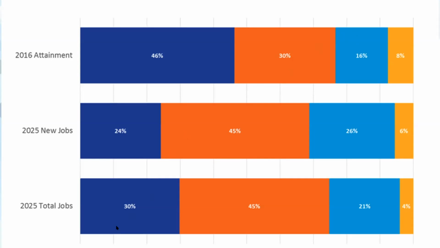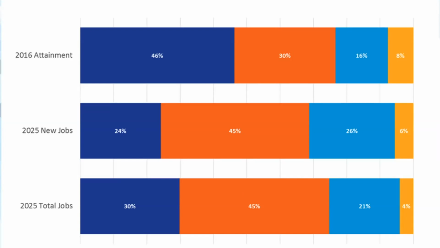Now let's skip down to the bottom bar. This is the total jobs that we'll have in Oklahoma by 2025. We can see that the expectation of our workforce changes quite dramatically. No longer do we need individuals with just a high school diploma or less. We need a lot more folks that have a 1 or 2 year certification or an associate's degree. That jumps up to 45%. And then from there on, we need those with bachelor's and master's and doctorate or terminal degrees as well.